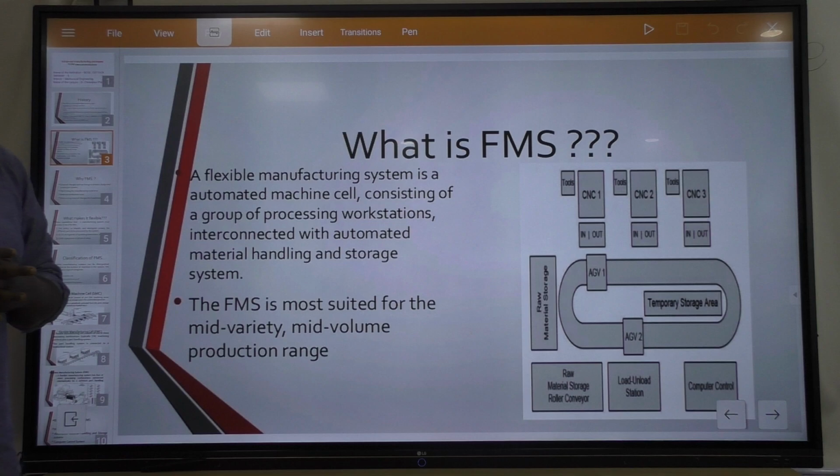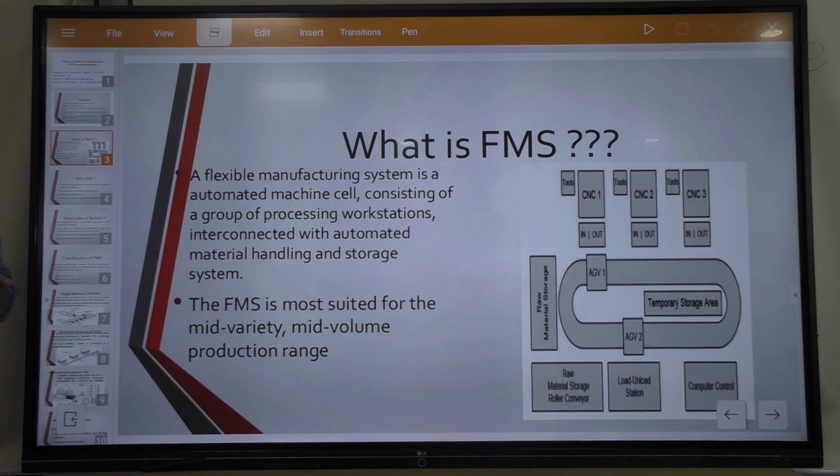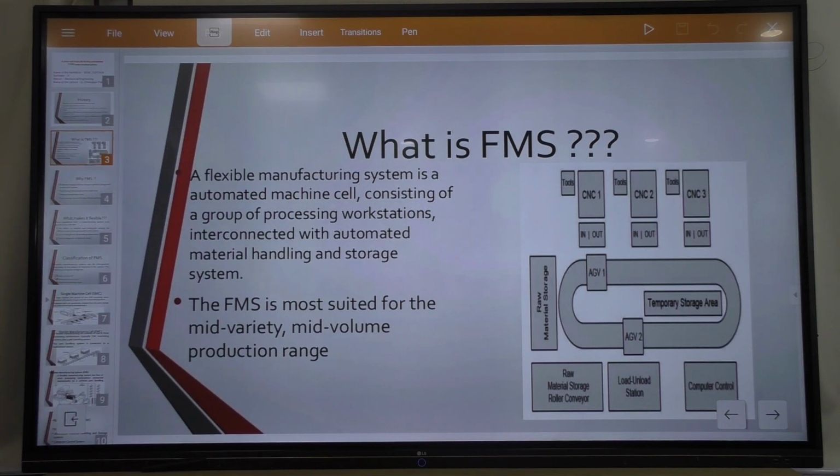You can directly use this flexible manufacturing system process and easily carry your raw material to different machines by the help of this flexible manufacturing system. So in the last point it is written that FMS is most suited for the mid variety, mid volume production range.